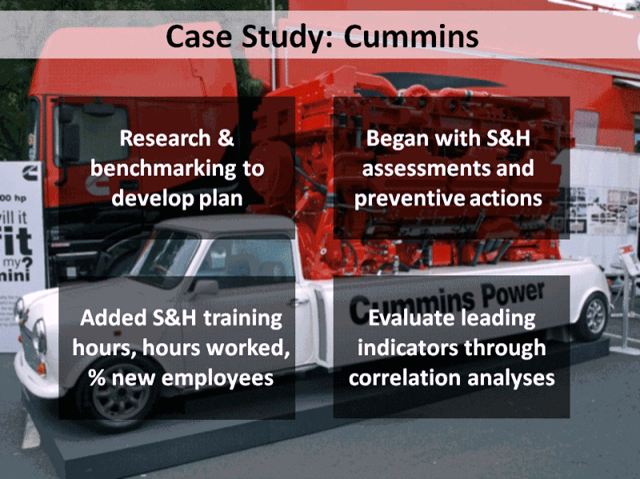They also looked at safety and health training hours as a percent of total training hours, the hours worked per employee, that was to get at an overtime rate, and also the percent of new employees because that can also affect lagging indicator rates. Cummins conducts correlation analyses, I mentioned this earlier, between all of its leading indicators and its lagging rate to determine the efficacy of its leading indicators.